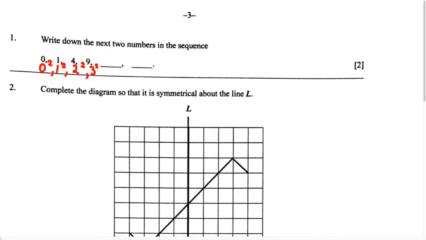So for the other two numbers, we're going to do 4 squared and then 5 squared. Therefore, we can say 4 squared. When we put this in our calculator, it's going to give us 16. And then we can say 5 squared. When we put this in our calculator, we're going to get 25. So the next two numbers in the sequence are going to be 16 and 25.